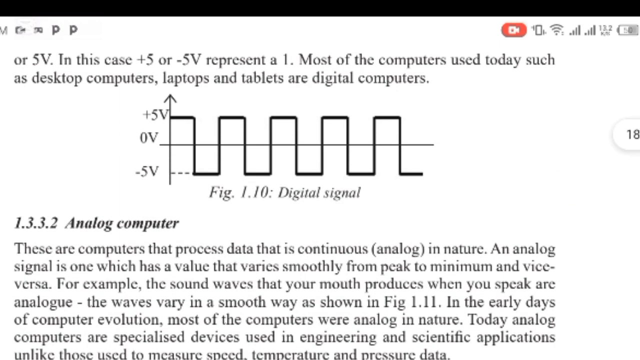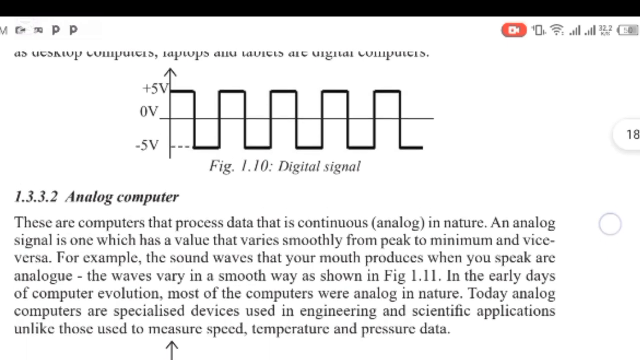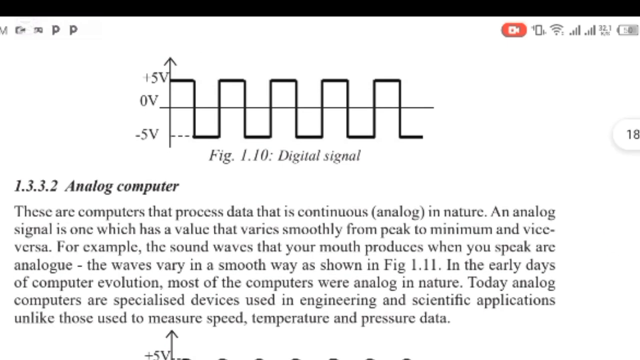The next type is the analog computer. Let's move. Analog computers are computers that process data that is continuous, analog in nature. I think all of you know the meaning of analog. An analog signal is one which has a value that varies smoothly from peak to minimum and vice versa.